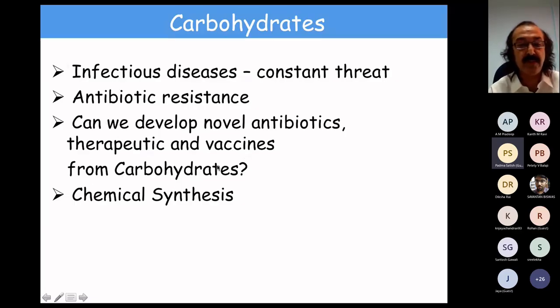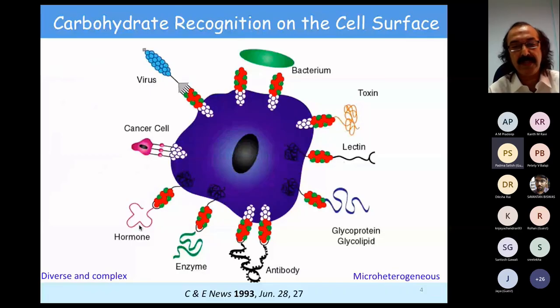And our area is carbohydrates. So we asked how we can develop therapeutics and vaccines from carbohydrates, and how chemical synthesis can help us reach this goal. Why carbohydrates? Because, as you know, carbohydrates are ubiquitously distributed on the cell surface, where they participate in a variety of vital life processes such as viral and bacterial infection, cell-cell communication, and immune response, to name a few. They are diverse and complex, and they are present in microheterogeneous form in nature. So if you try to isolate them from natural sources, you won't be able to do it in pure form and acceptable amount. And that's where synthetic chemists like us come into the picture.